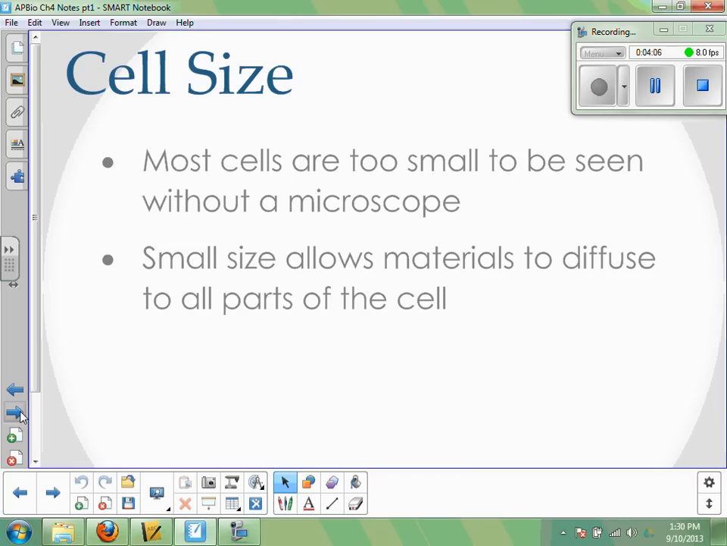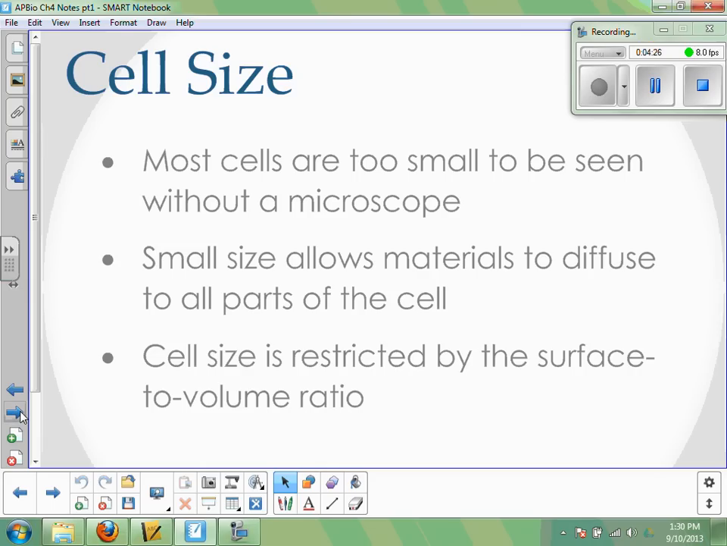Cells rely on diffusion for transport inside them, and if a cell were really large, it would take too long for materials to diffuse from the plasma membrane all the way to the center of the cell. So there really ends up being a limit to how big a cell can be if it's going to perform necessary functions like transport. What we often say is that the size of the cell is restricted by the surface to volume ratio, the ratio between the surface area on the outside of the cell compared to the total volume.